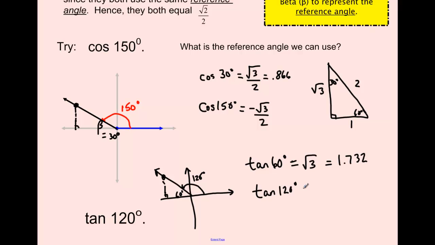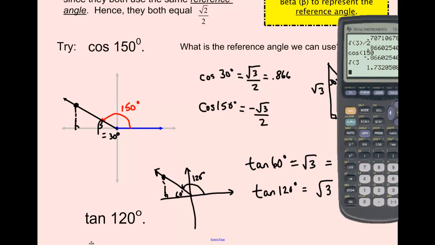Our guess here is that it's going to involve root 3. It should be the exact same ratio, just like the other two, but I don't know if it's positive or negative. So let's check on our calculator. Tan of 120 is negative 1.732.